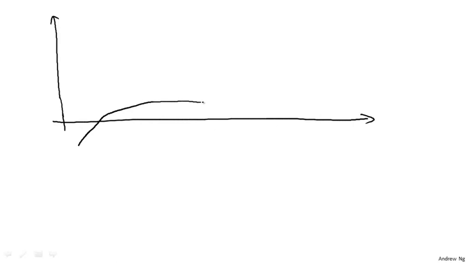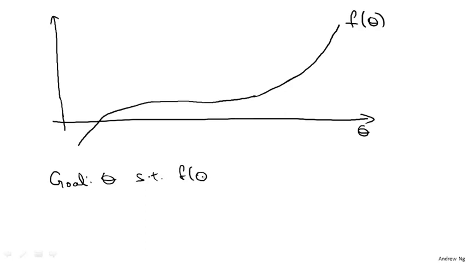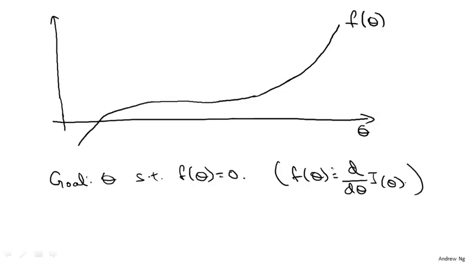Let's illustrate Newton's method with a diagram. We have some function f, and f is a function of a number theta, and our goal is to find a value of theta such that f of theta equals 0. Again, the motivation was that we defined f to be the derivative of J, and so we want a place where this derivative is equal to 0.